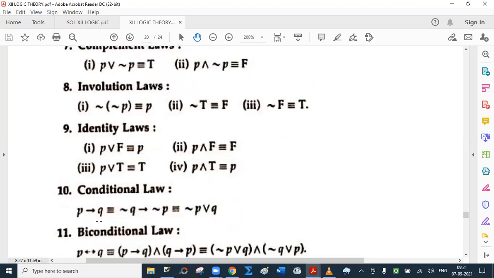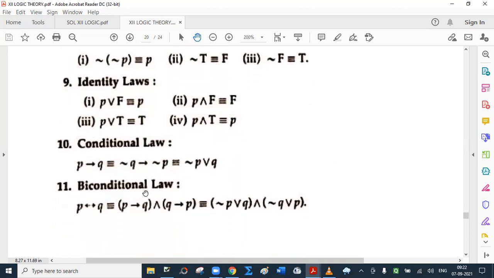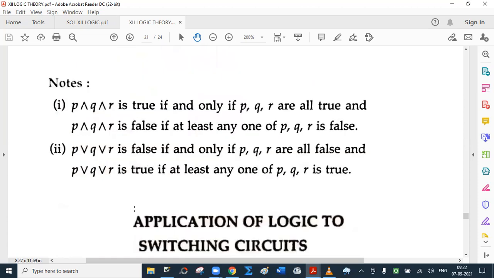See, conditional law. P implies Q. As I said, a conditional is logically equivalent to its contrapositive, and is nothing but not P or Q. Now, biconditional law, we have discussed this. Why is it biconditional? Because it is a conjunction of two conditionals. P implies Q and Q implies P. Okay. But as per the conditional law, P implies Q is what? Not P or Q. And Q implies P is equivalent to not Q or P. Okay. So these are the important laws.